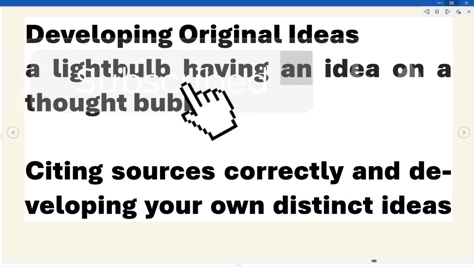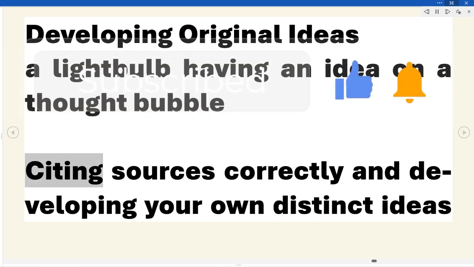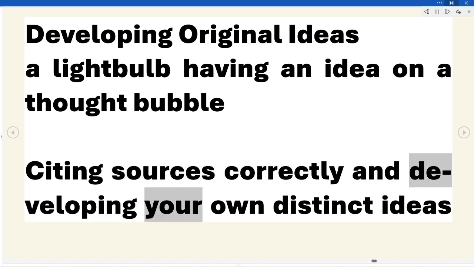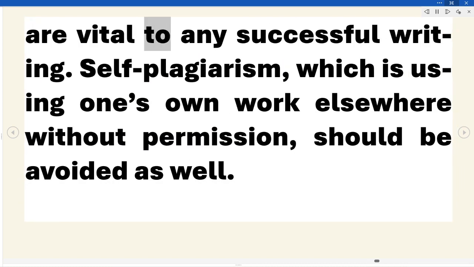Developing original ideas. Citing sources correctly and developing your own distinct ideas are vital to any successful writing. Self-plagiarism, which is using one's own work elsewhere without permission, should be avoided as well.